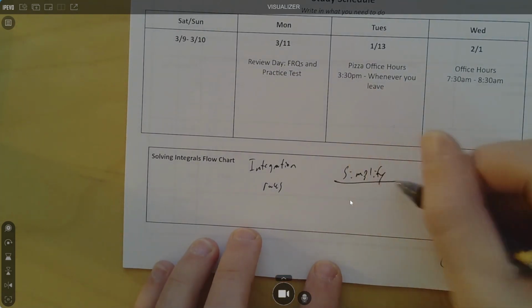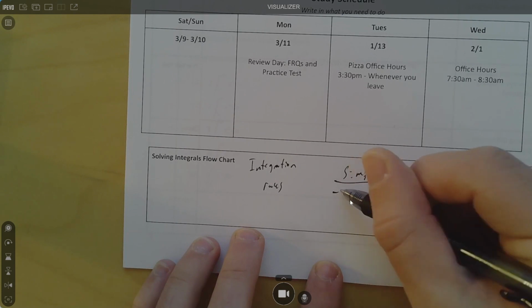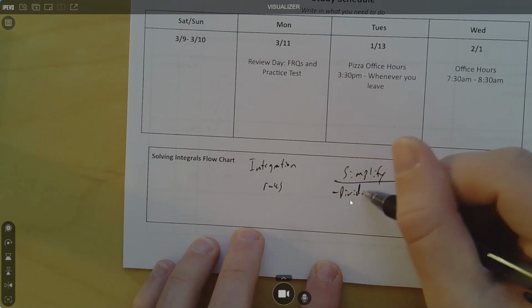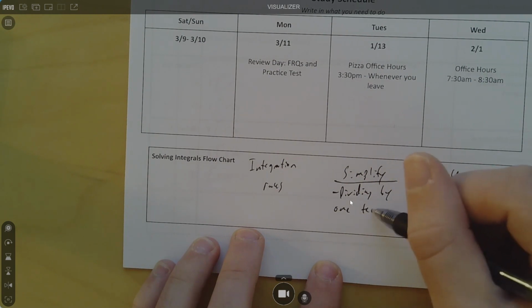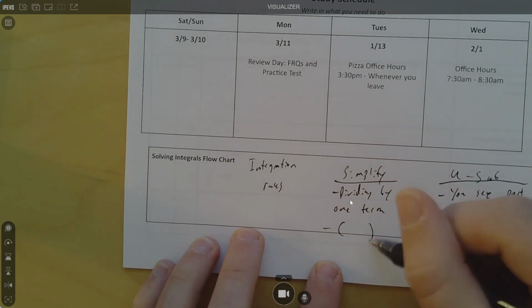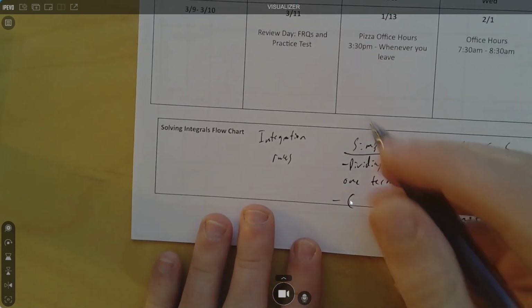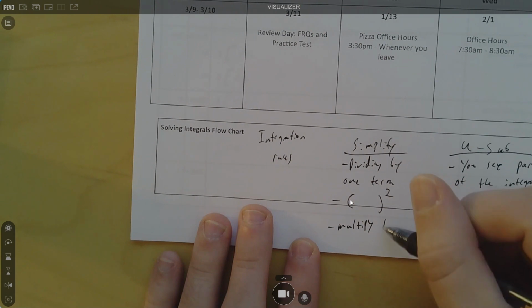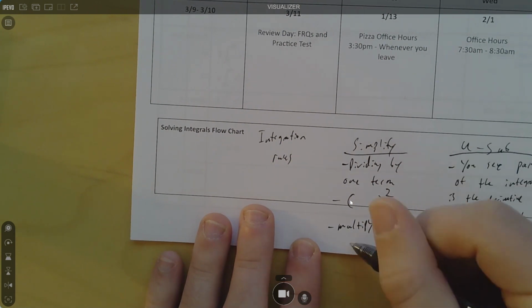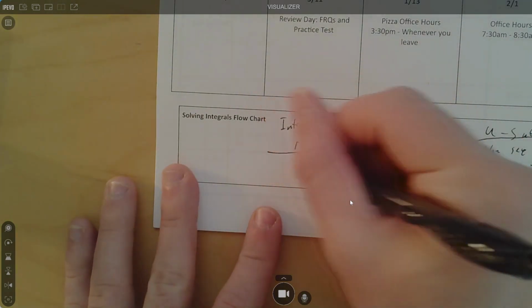Simplify should be whenever, sometimes when you're dividing by one thing, or you're squaring, that's when you can simplify, or you can multiply things out. And then integration rules, you just know it's an integral.